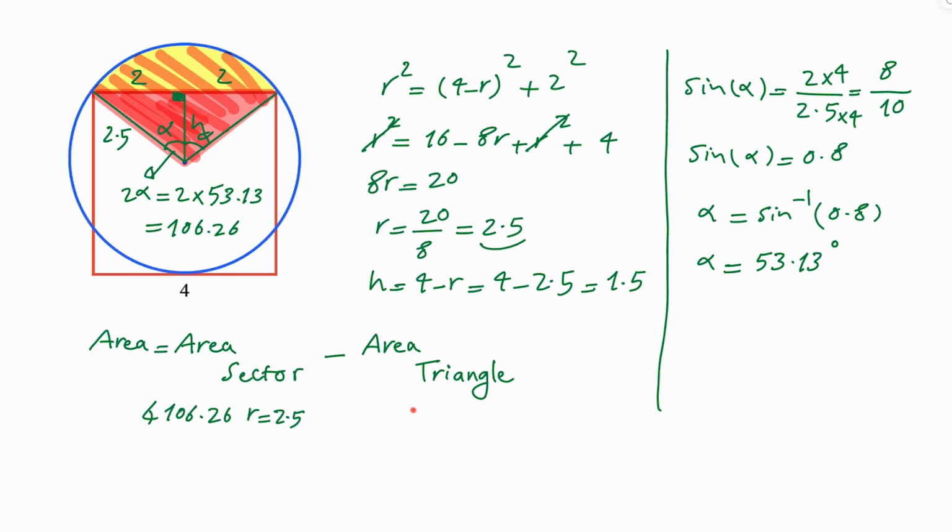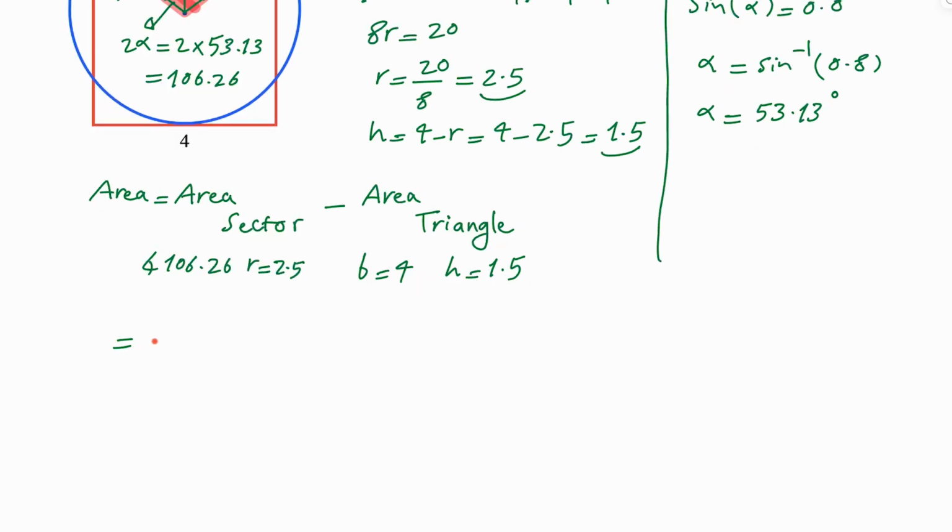For area of the triangle, the base is this segment, which is 4, and the height is this segment, which we found it 1.5. So the area of the sector is equal to 2 alpha divided by 360 pi r squared minus base times h divided by 2.